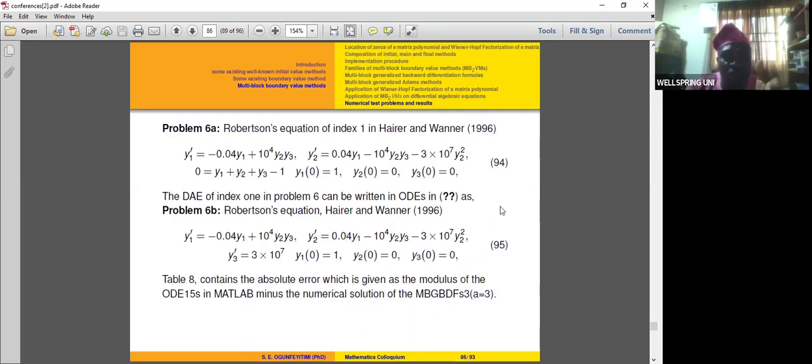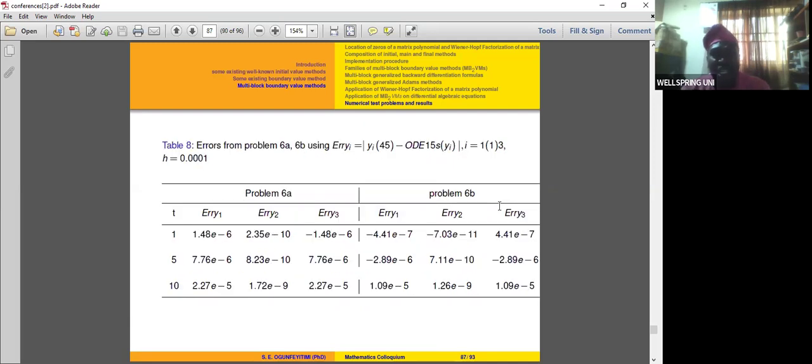Then we have the Robertson equation of index 1, 2. We try to compare it with the Robertson equation that is of ODE and DAE. We want to see whether the accuracy will still be the same as if we are dealing with ODE, and we have 6A and 6B. If you check the two, you see that it was just a slight difference between the ODE and DAE. Problem 6A is the DAE, while problem 6B is the ODE of Robertson equation. And we observe that at time equals 10 we have almost the same error constant.